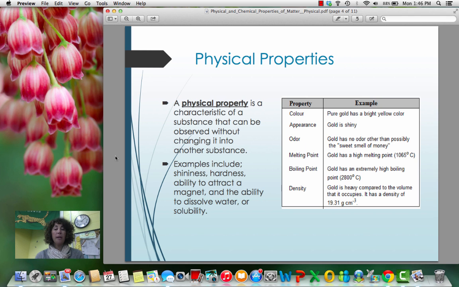So those physical properties, those things that a substance has that can be observed without changing the identity or changing it into something else. How shiny something is, how hard it is, if it is magnetic, if it can dissolve in water, or how soluble it is, the melting point, the boiling point, freezing point, condensation. And so all of those things are independent of the amount of substance that we have, and those are all physical properties. We can observe them, but we are not changing the identity of that substance.